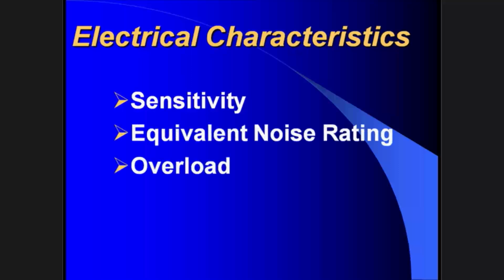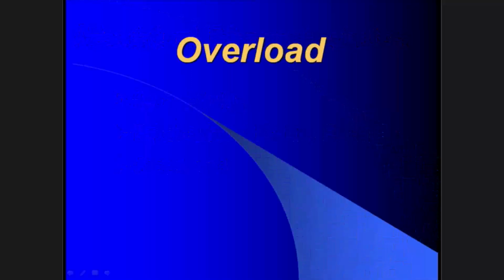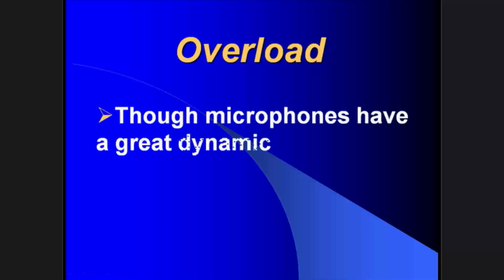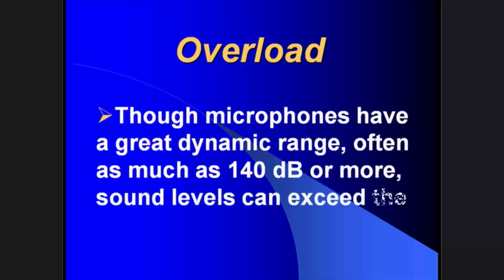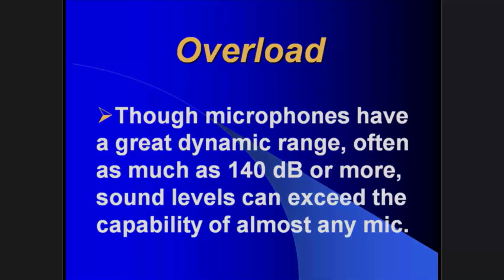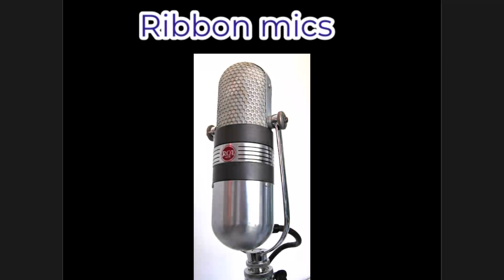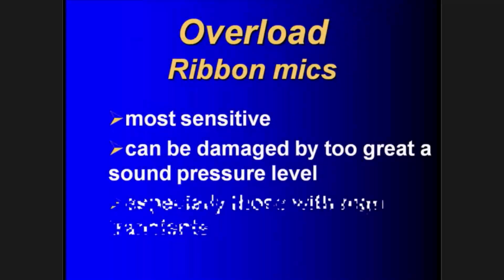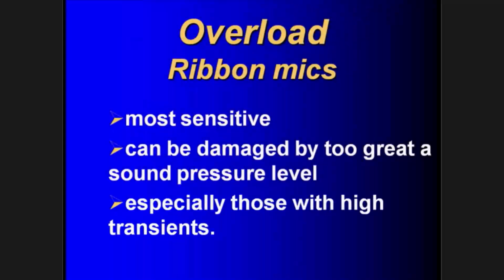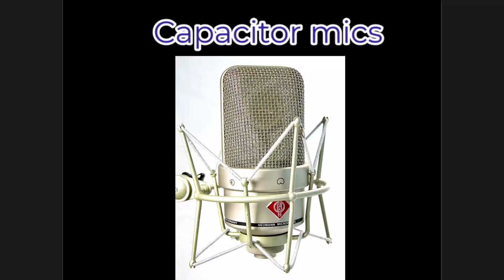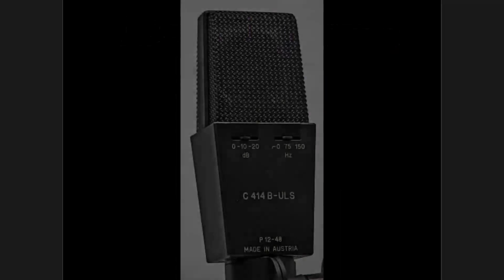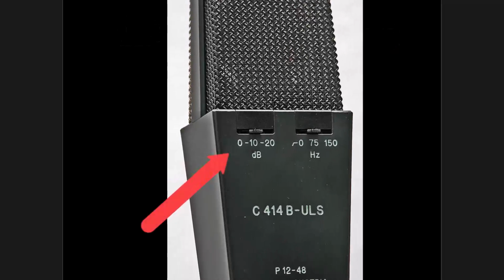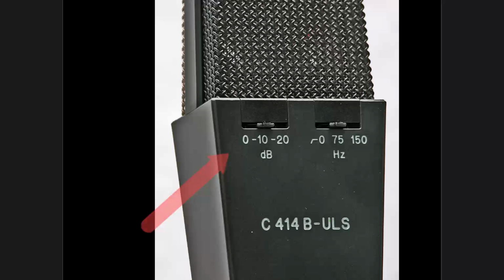Our third characteristic is overload. Overload is simply how loud of a sound can a microphone take before the output becomes distorted. Ribbon mics are the most sensitive. They can be damaged by too great of a sound pressure level, especially if that has a high transient. In capacitor microphones, usually the internal mic preamp overloads before the capsule does. Often you'll find a pad or an attenuator built into a condenser microphone.